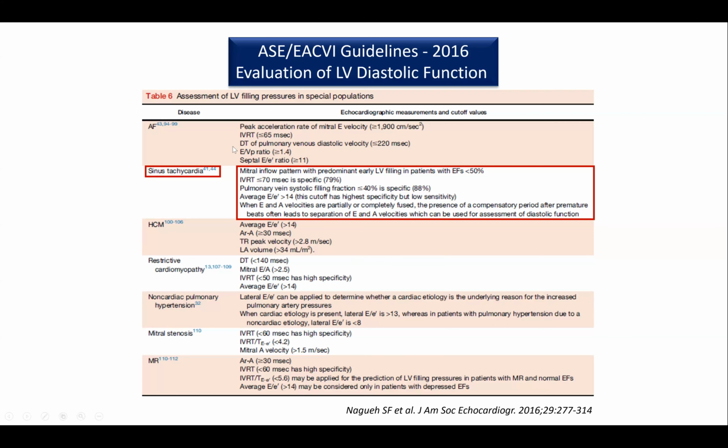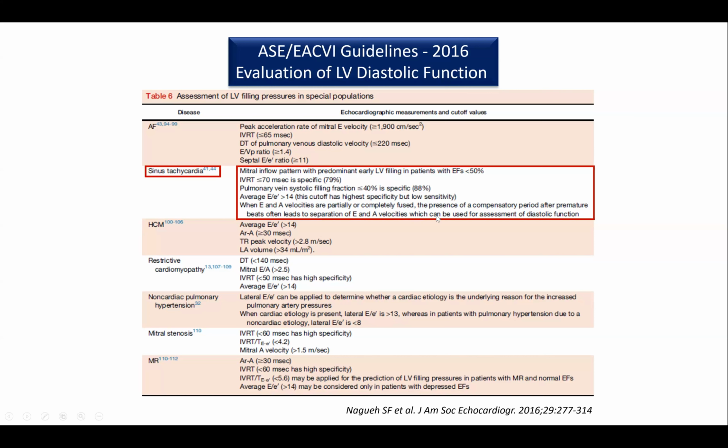If you look at the guidelines on what to do in patients with sinus tachycardia, it says you look at mitral inflow, and we have fusion of the E to A. You look at the IVRT during tachycardia. During normal heart rate it is difficult; with tachycardia, it's very difficult. Pulmonary vein as well is not very useful, because you have fusion of the systolic and the diastolic velocity. Average E over E prime, we don't really have E anymore. We have EA together and E prime, A prime together.